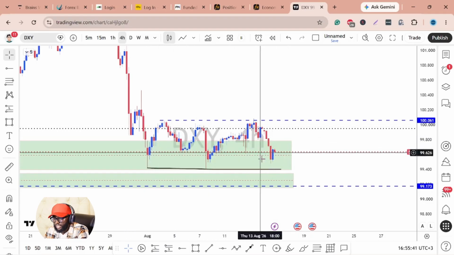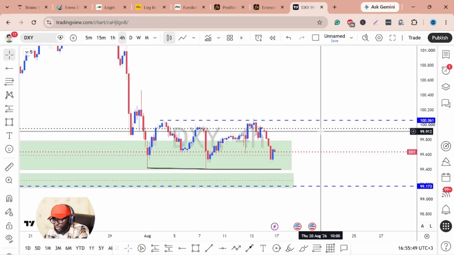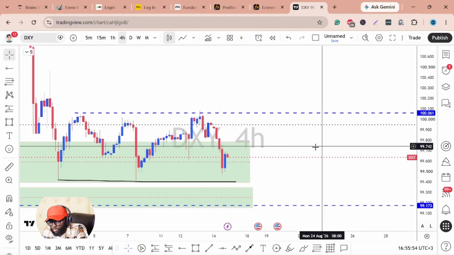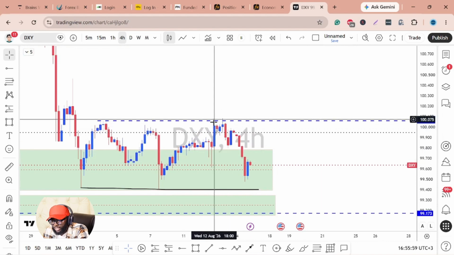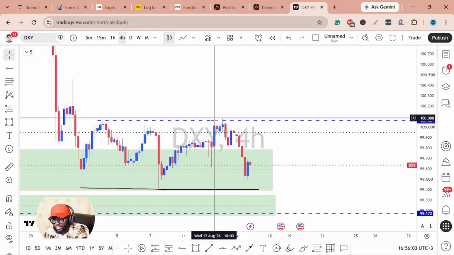So my assumption is that buyers are not ready to take price, or rather they don't have the energy to take price higher. So I'm not interested in buys on DXY anymore. Now, again, we can see that what happened last week is that price did a liquidity sweep. You can call it a liquidity sweep. The layman in price action will call it a stop hunt.